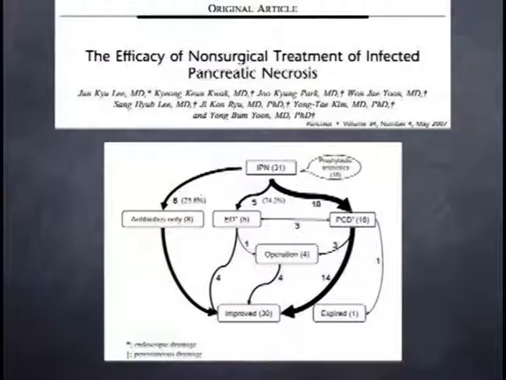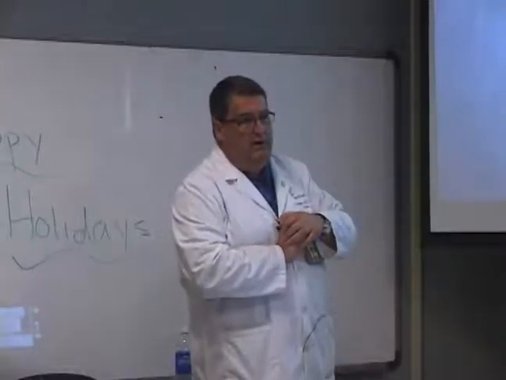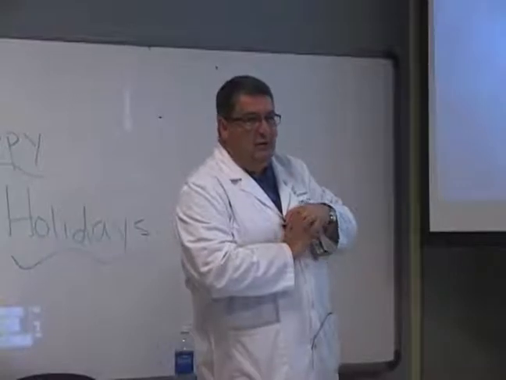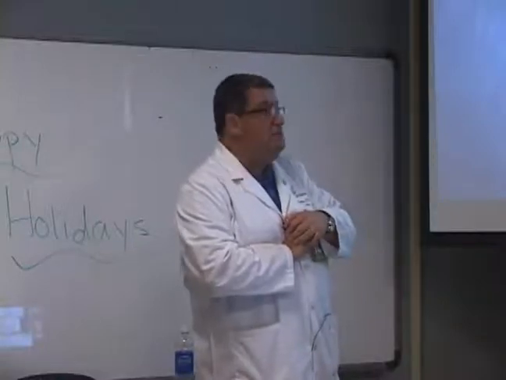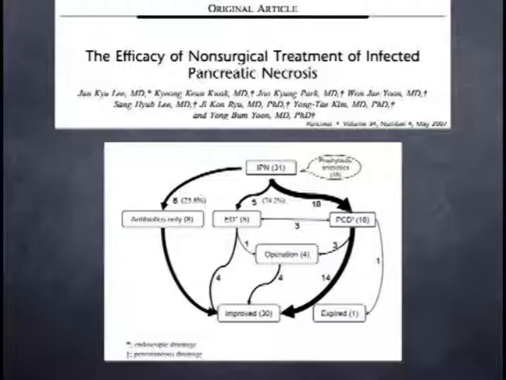And basically what they found is that 8 patients were treated with antibiotics only, and they improved. Of the 31 patients with infected pancreatic necrosis, 19 received antibiotics prophylactically, 5 underwent endoscopic drainage, and 18 underwent percutaneous drainage. Of those 23 patients, only 4 required an operation. So again, you don't need to operate on everybody, and if they need an intervention, maybe a surgical intervention is not the most appropriate, and perhaps in selected groups of patients, endoscopic drainage and percutaneous drainage may be effective.